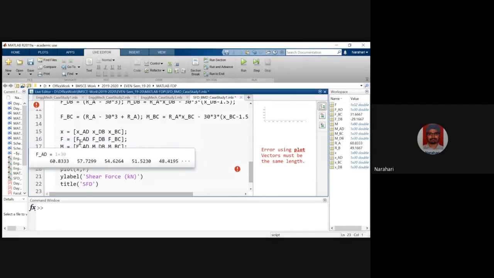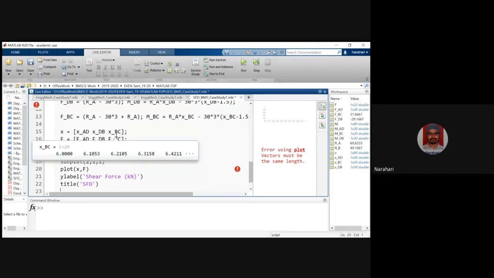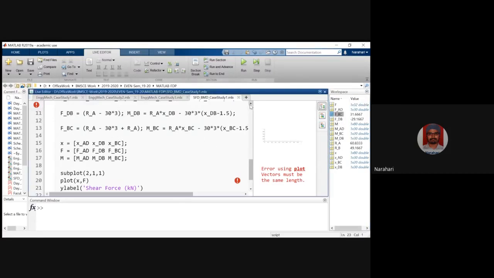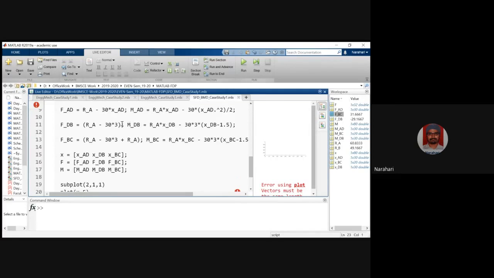But if you observe here, FAD, it is 1 cross 30, matches with this XAD. You see, FDB, it is just one scalar value, minus 29.167. Similarly, FBC is also one scalar value, 31.667. We needed a vector, isn't it? This XBC is a vector, but whereas FBC is not a vector. You can see here FBC on the right hand side workspace. It has created just one single value. Why is that so? Because if you observe this here, this is simple scalar. RA is a scalar value. 30 cross 3 is a scalar value.